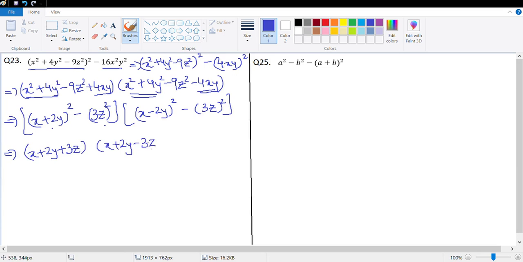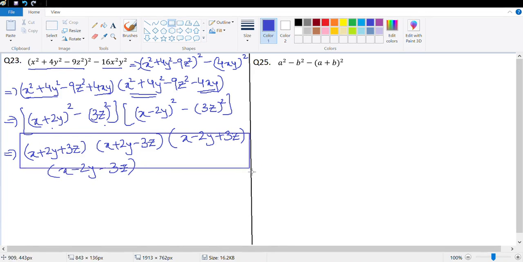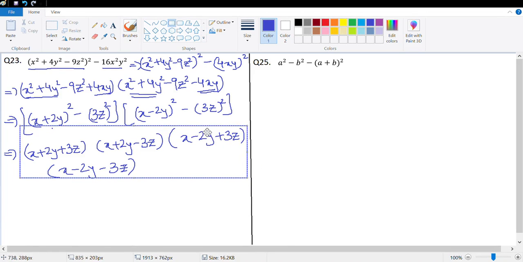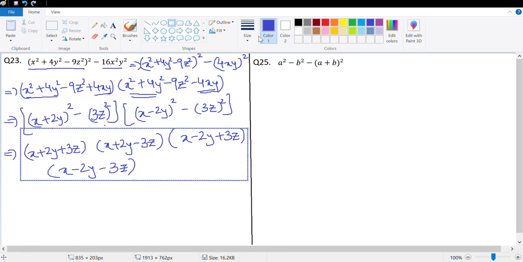That's the first big bracket. In the second bracket, we have x minus 2y plus 3z multiplied with x minus 2y minus 3z. Done. There's nothing else which can be factorized. So that's my final answer. Again, in the exam, you would represent it properly with the question as well. Good. You could put a star to this question. Interesting one because it required us to factorize 2 times.